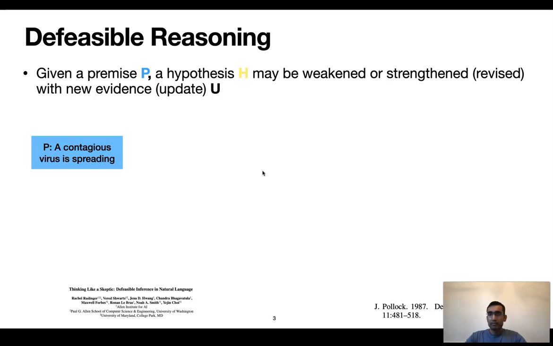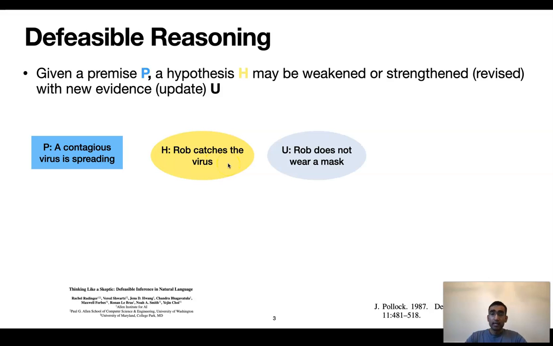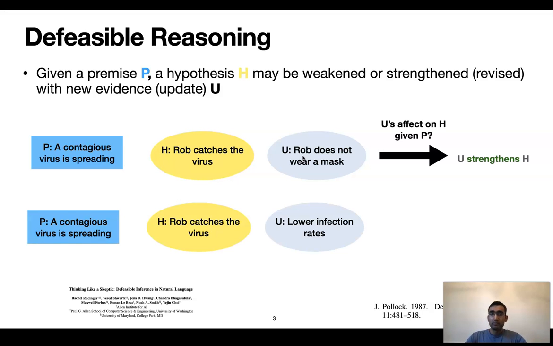So the defeasible reasoning setup is as follows. We are given a premise P, say a contagious virus is spreading. We are given a hypothesis H, say Rob catches the virus. And then we are given some new evidence which may increase or decrease the probability of the hypothesis. In this case, as we can imagine, U strengthens H, but for some other update, say the virus has lower infection rates, U may weaken the hypothesis.